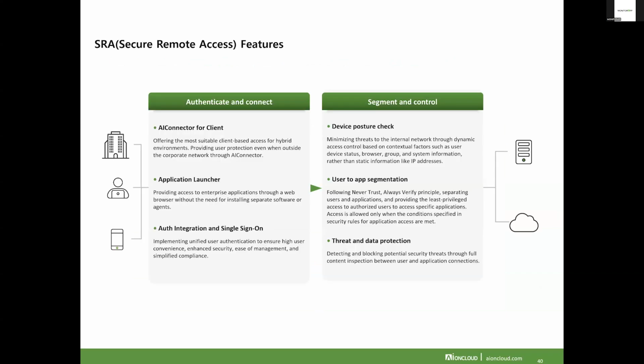So with everything connected, let's look at and review the features and benefits you will have with our SRA service. The first is that you have the AI connector for clients tying identity to devices. We're also working on an application launcher, which I will be showing you in a later slide that we will be releasing soon. And also we can use identity providers and also single sign-on functionality.